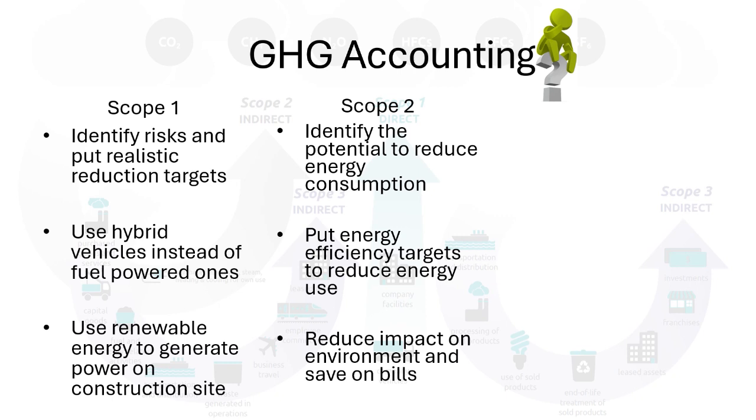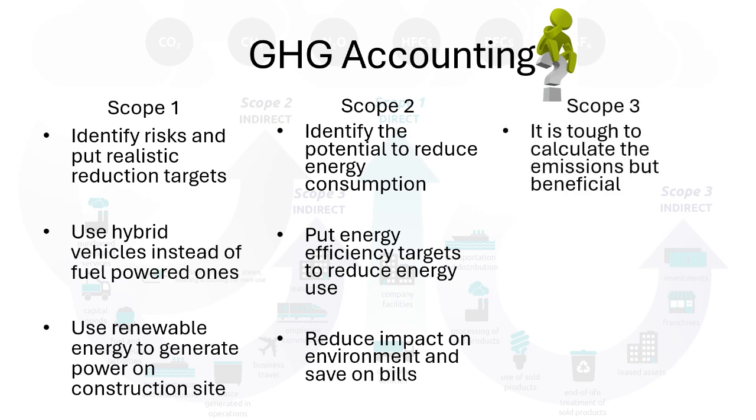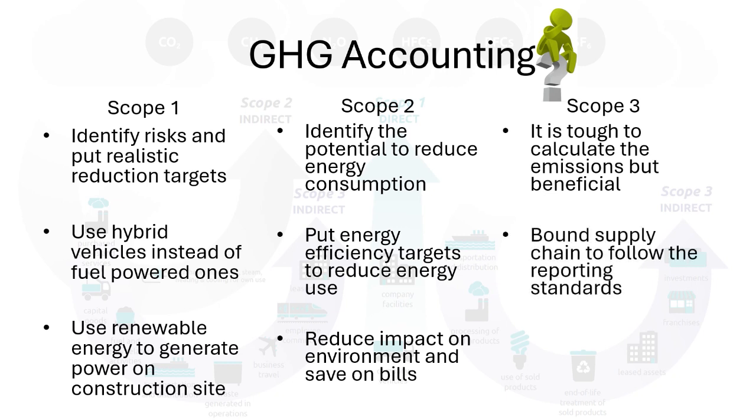Although it's hard to identify Scope 3 emissions, bigger players in the market with a large supply chain can bind their downstream contractors to follow certain reporting standards. A downstream supplier's Scope 1 emissions can be verified and counted as Scope 3 for the upstream entity.